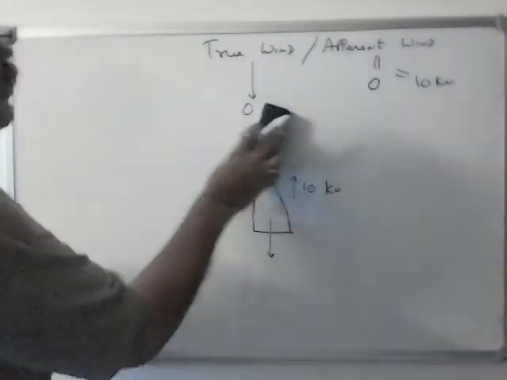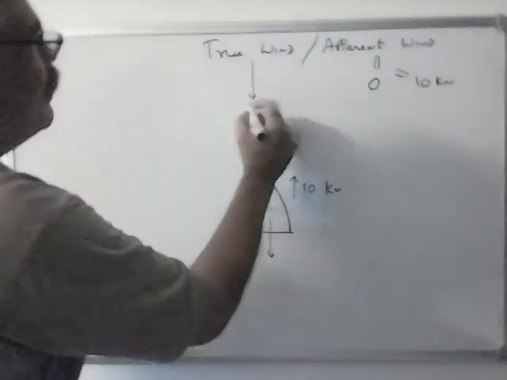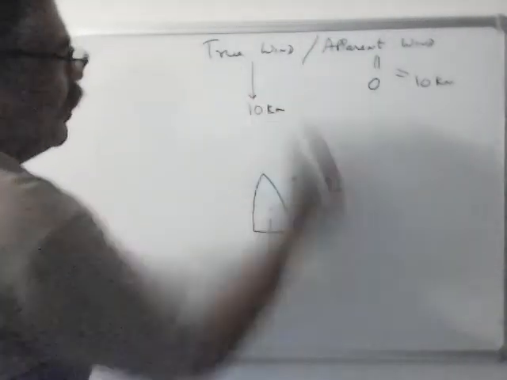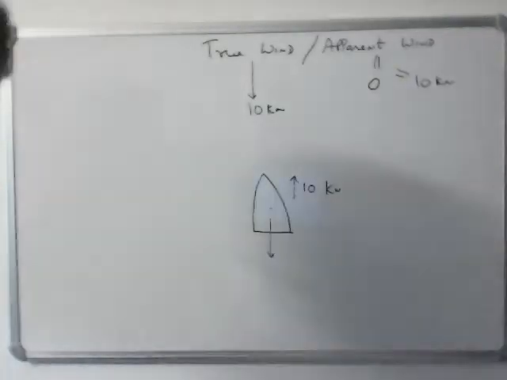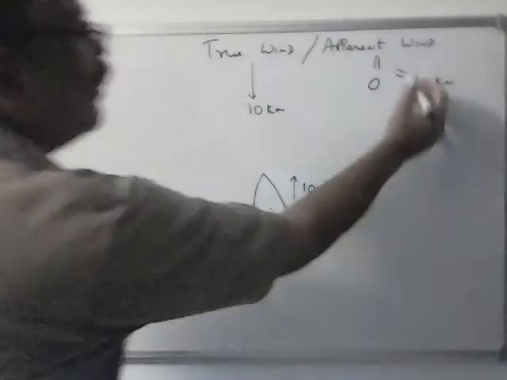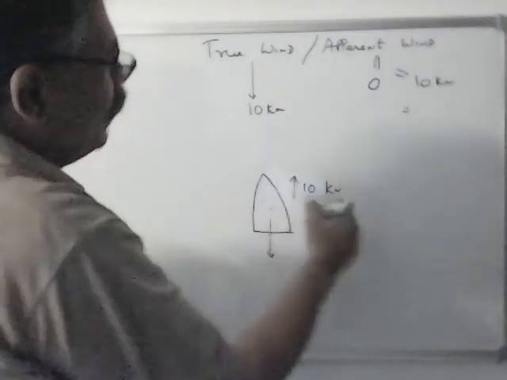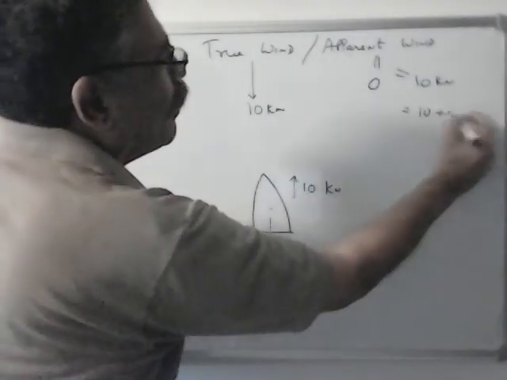And suppose true wind is 10 knots and ship speed like this is 10 knots. So apparent wind will be 10 plus 10, 20.